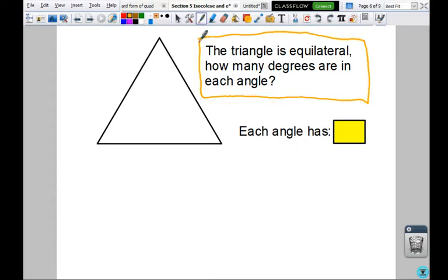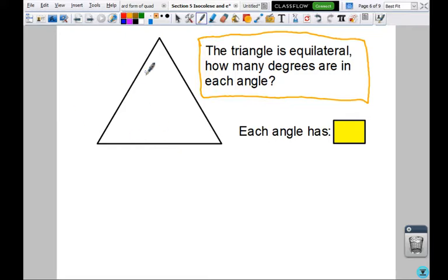60. Done. Just because you heard somebody say it doesn't mean it's right. It is right though. Kylie says they're all 60. How's that? Explain it for us, Kylie. How are they all 60? Let's hear it out loud for everybody. Because each triangle equals 180. So 180 divided by 3 equals 60.